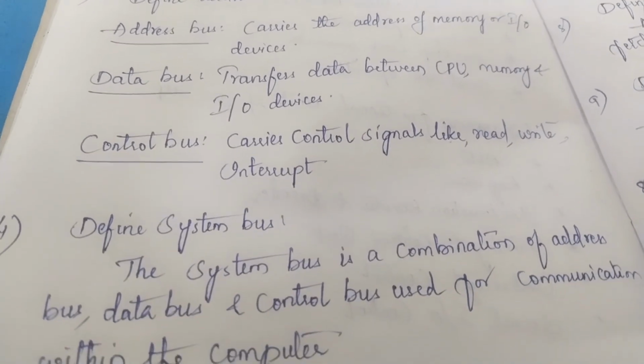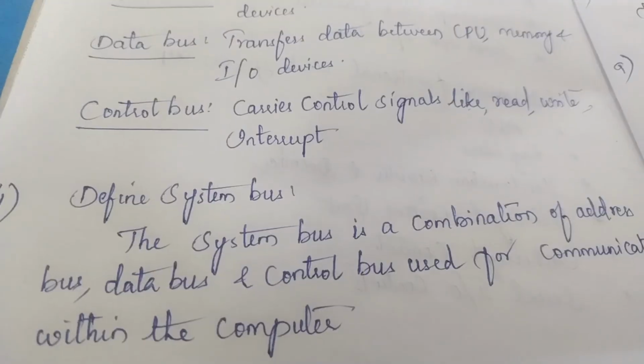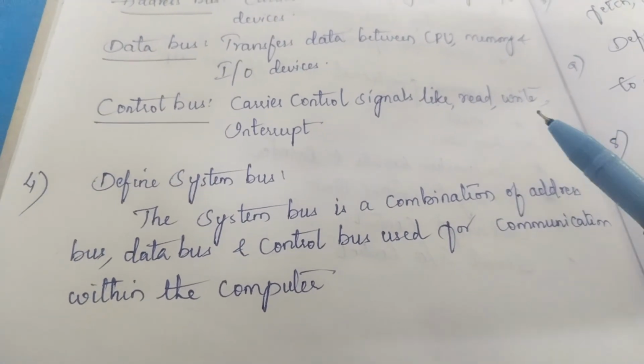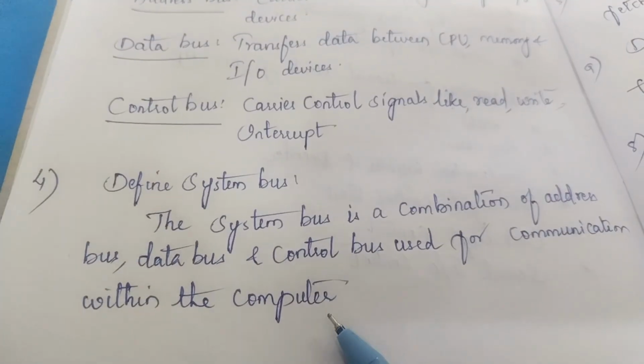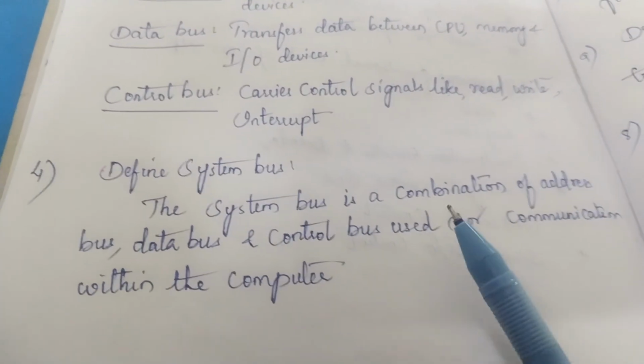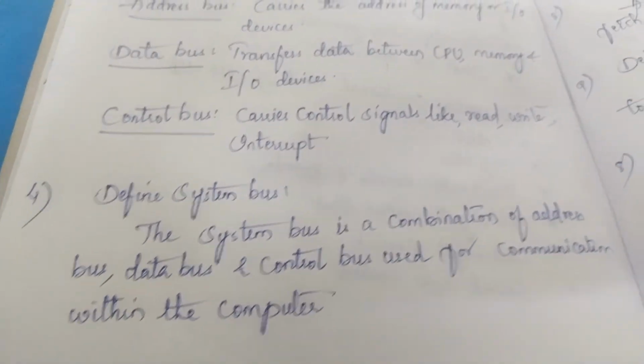The next question is define system bus. The system bus is a combination of address bus, data bus and control bus used for communication within the computer.